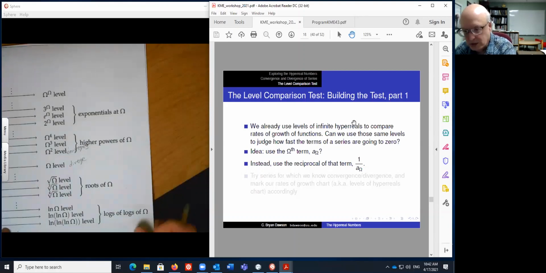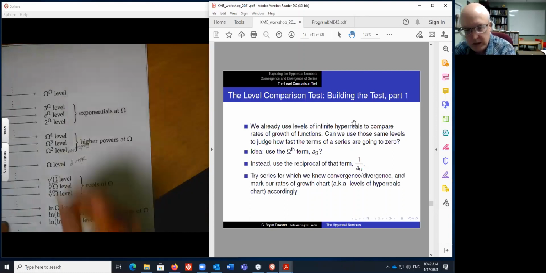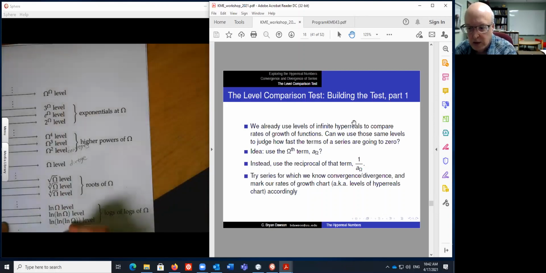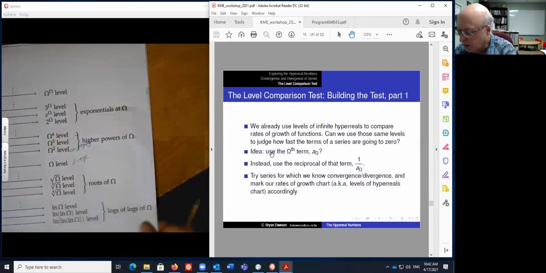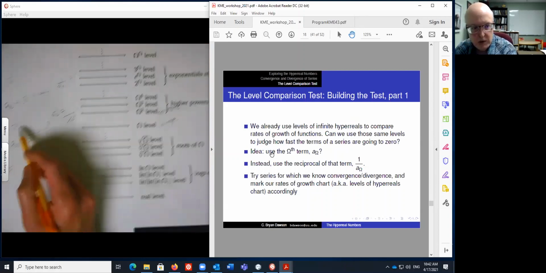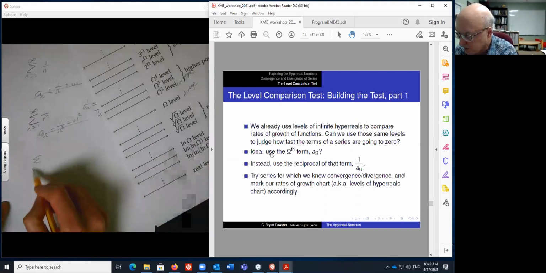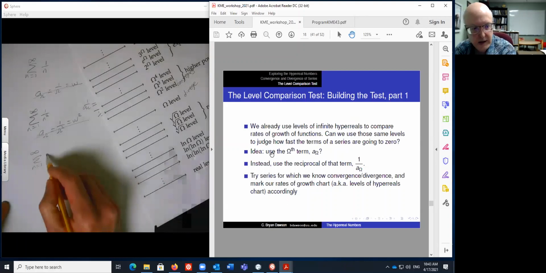Okay, so the question then would be, if we know the convergence and divergence of our series, can we mark our rates of growth chart according to diverge or converge? Okay, so students, tell me another series like your harmonic series or sum of 1 over n squareds. Tell me another series that you know converges. Okay, or faculty, you can chime in too.